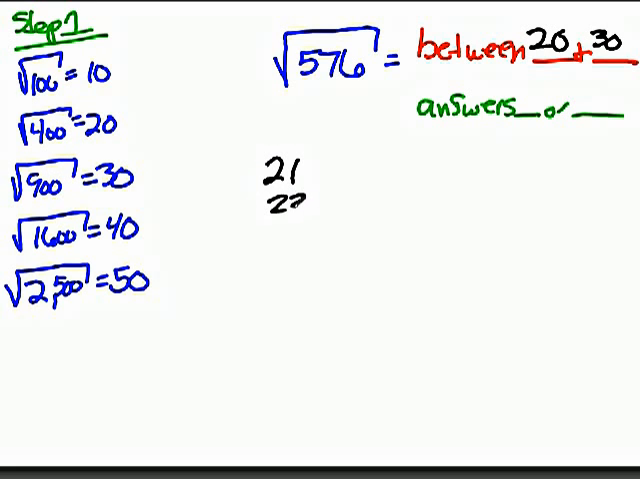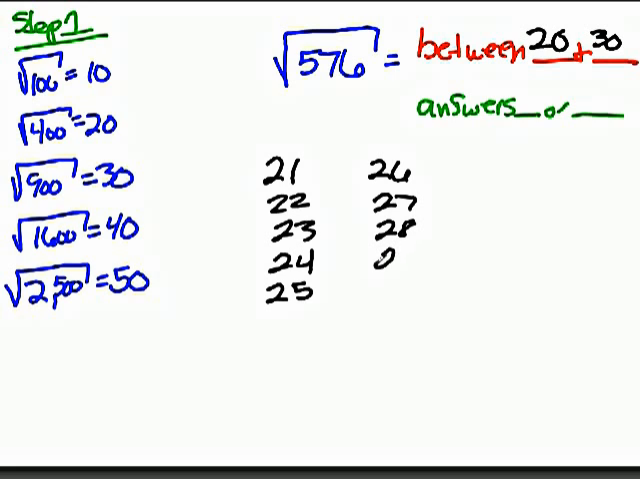So basically I have 21, 22, 23, 24, 25, 26, 27, 28, and 29. Those are my possibilities. I will have two possible answers, since this does not end in a 0 or a 5. If it ends in a 0 or 5, you only have one choice. But this ends in a 6.